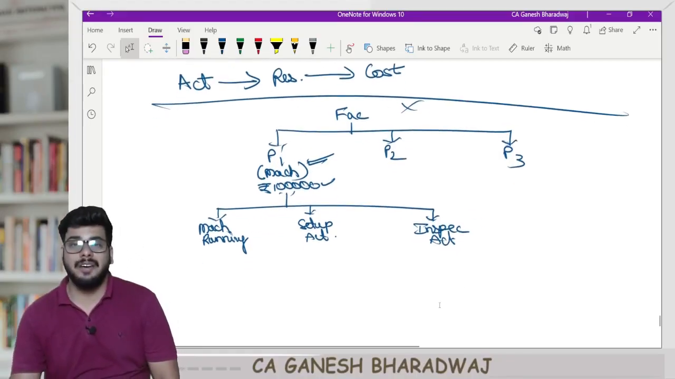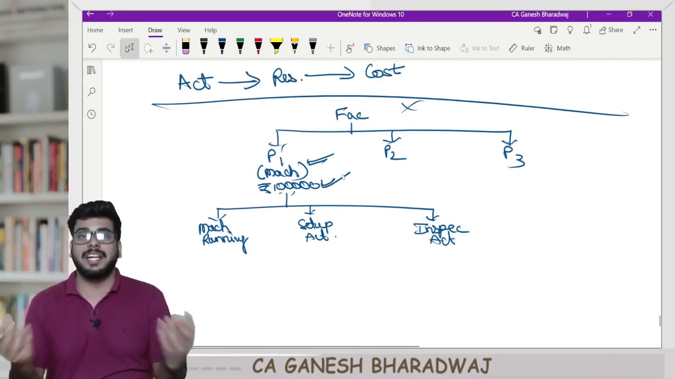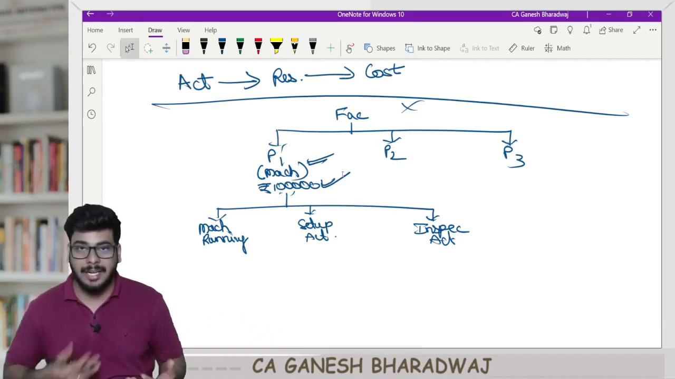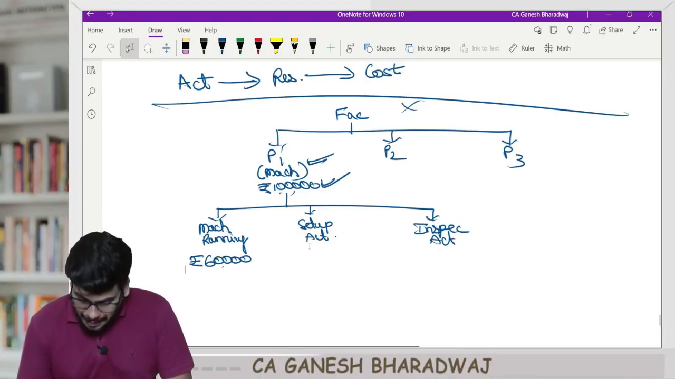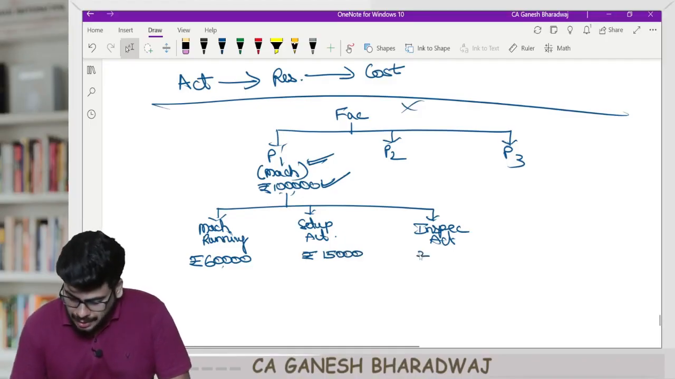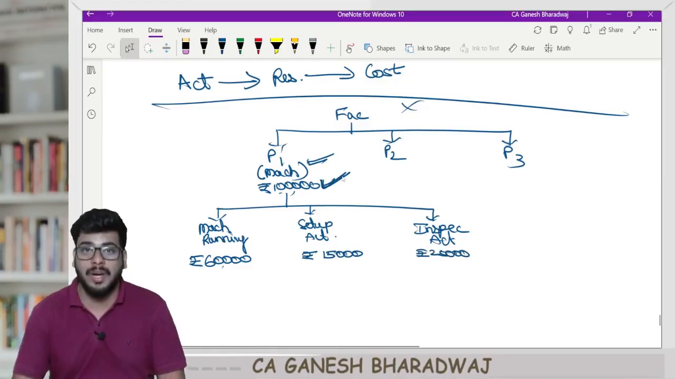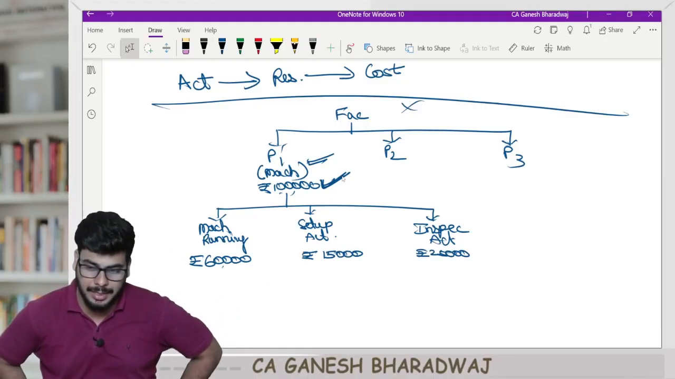Now they have found out that in department P1 there are actually 3 activities happening, and the machine running activity is incurring a cost of 60,000 rupees. The setup activity is incurring a cost of 15,000 rupees, and the inspection activity is incurring a cost of 25,000 rupees. In other words, the breakup of this 1 lakh is further broken down activity-wise. Are you clear with this, guys?